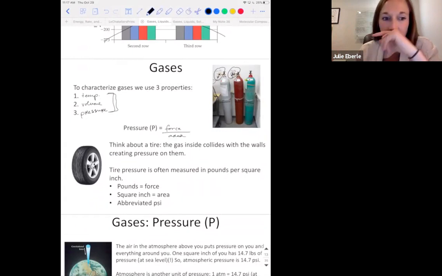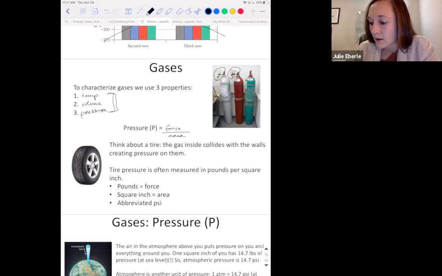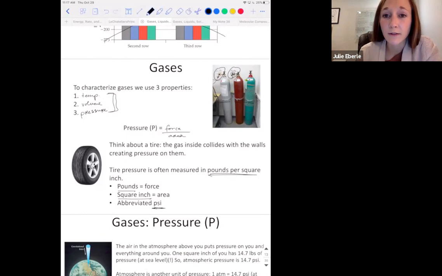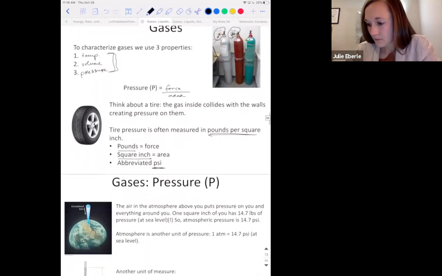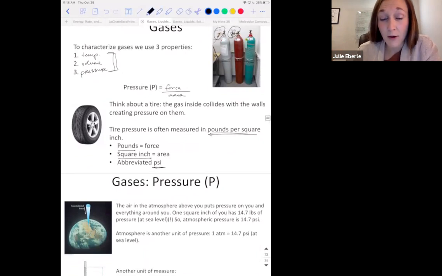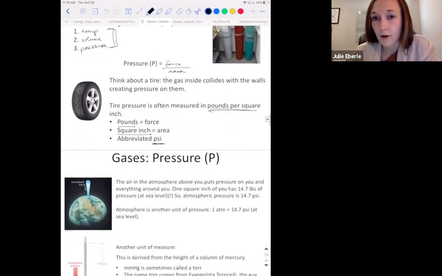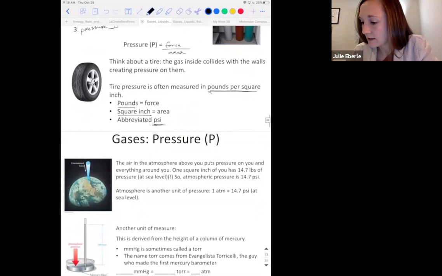The first one Allison actually mentioned in the chat is PSI. PSI stands for pounds per square inch. And we're familiar with that because of common things like tire pressure. Pounds per square inch. That's how tire pressure is measured. So that's one unit for pressure, PSI. Pounds of air being the force on the area of whatever it is that they're pressing against.